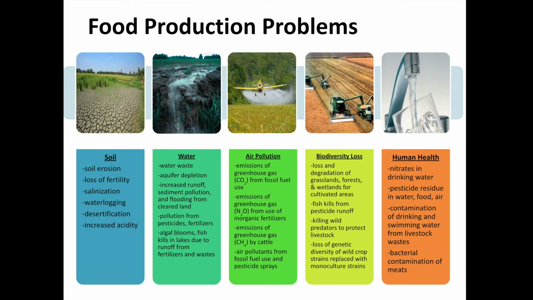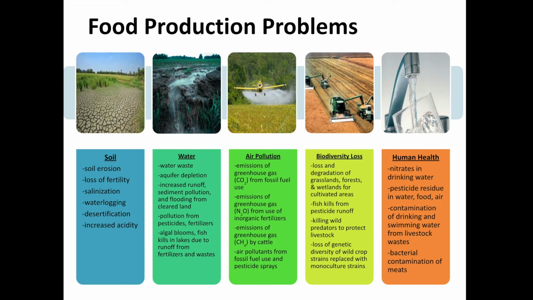Air pollution is certainly a result of industrialized farming. We have incredible emissions of greenhouse gases, including CO2 and N2O and methane, CH4. But we also have air pollutants that are introduced from fossil fuel use and pesticide spray beyond greenhouse gases. And when we get to the air pollution unit, we'll talk more about those.